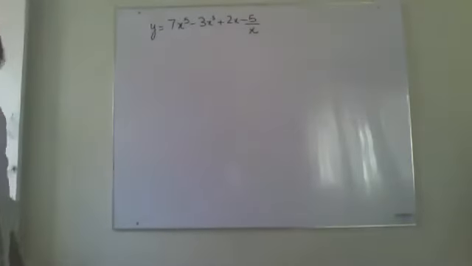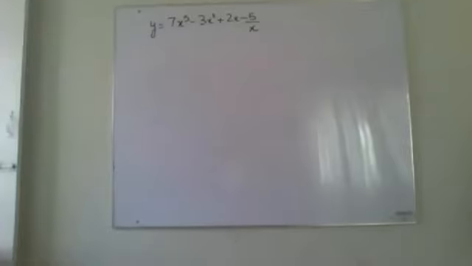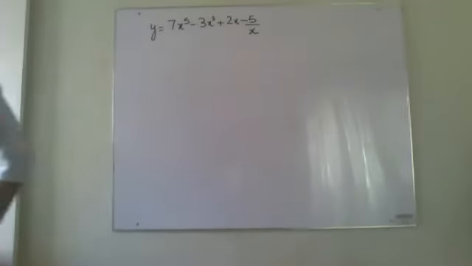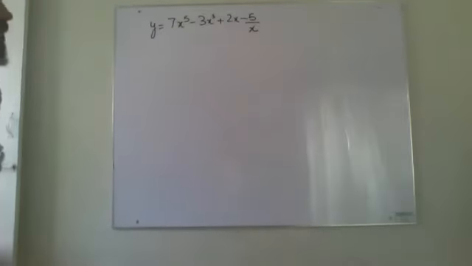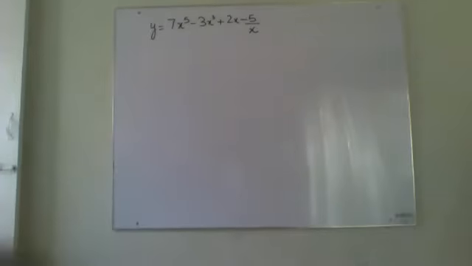So this is my new question. y equals 7x power 5 minus 3x cubed plus 2x minus 5 over x. Okay, Usman, we haven't done anything new. We have just repeated what we did yesterday, and I'm just continuing with yesterday's thing.